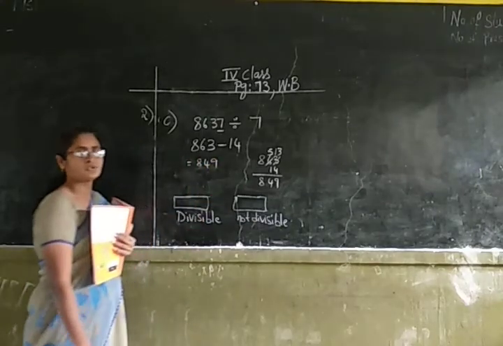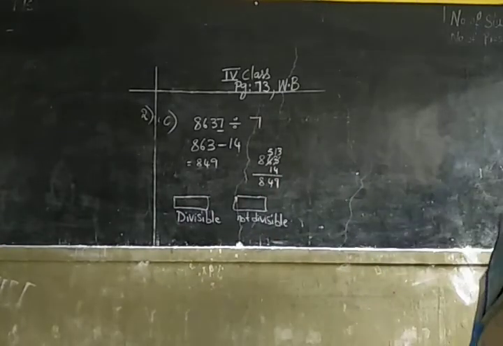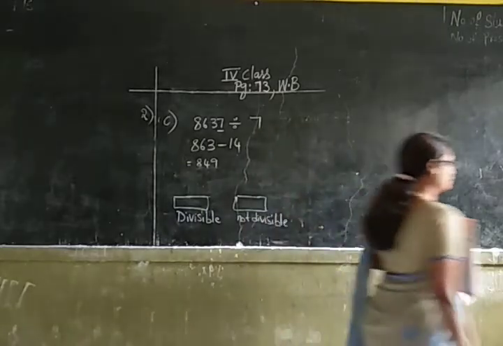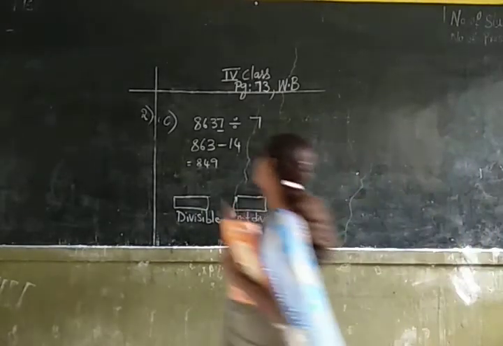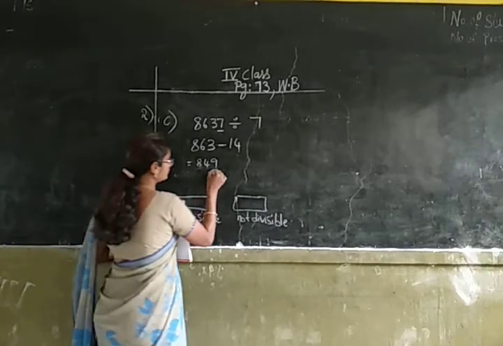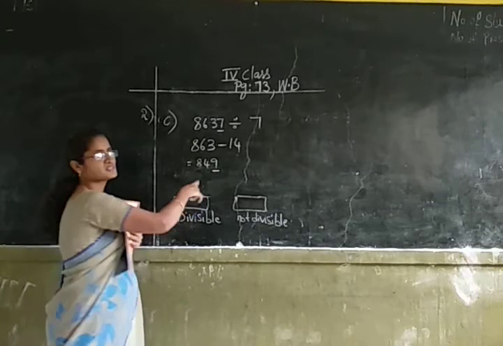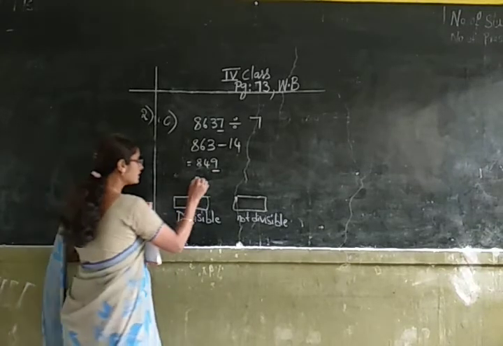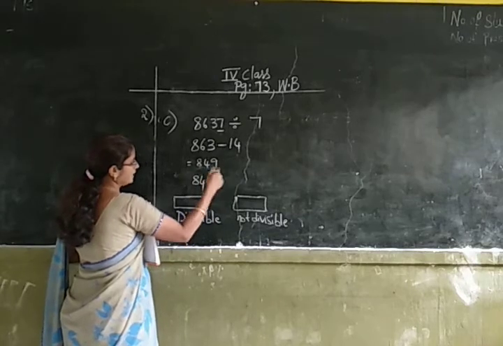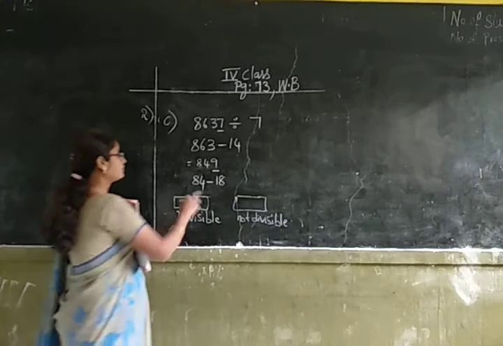Yet we are not able to find out. So let us repeat the process. Since we are not able to find out whether it is divisible or not, we got a number 849 and we don't know whether this is divisible by 7 or not. Let us double and subtract the digit at its ones place from the remaining digits. Here the remaining digits are 84. Let us double 9. 9 plus 9 is 18. Now let us subtract 18 from 84.